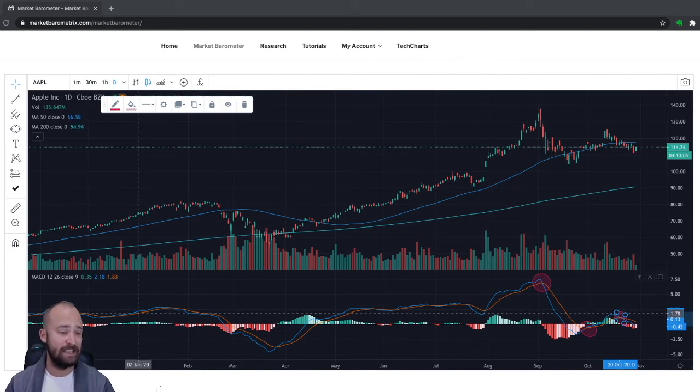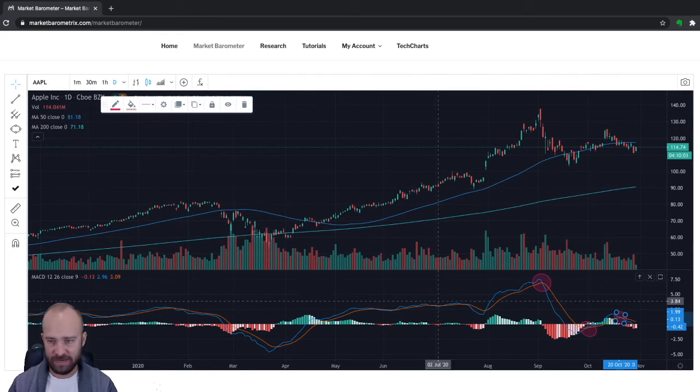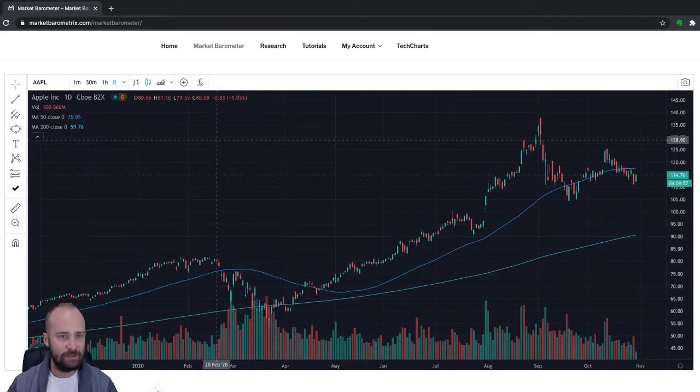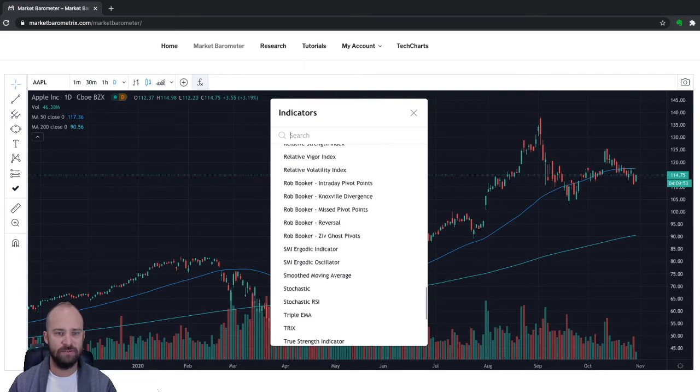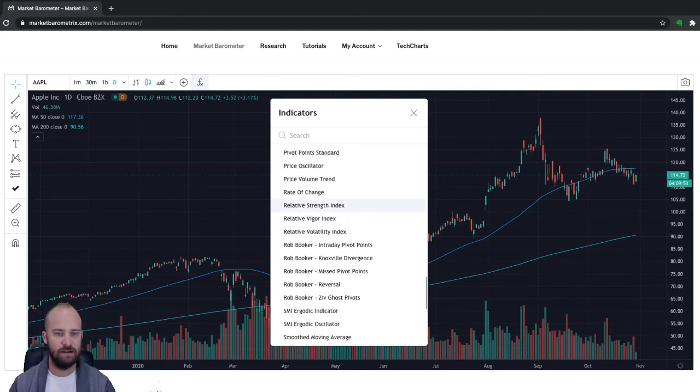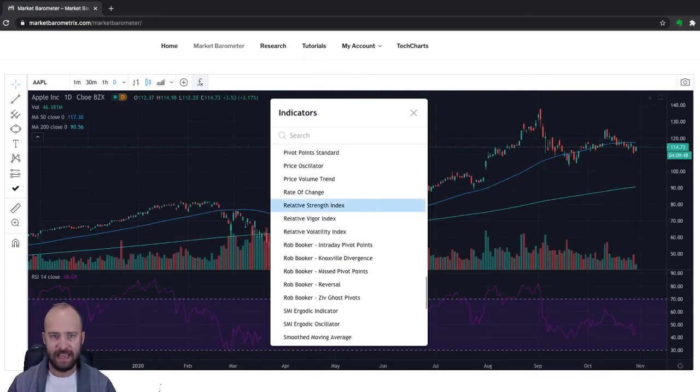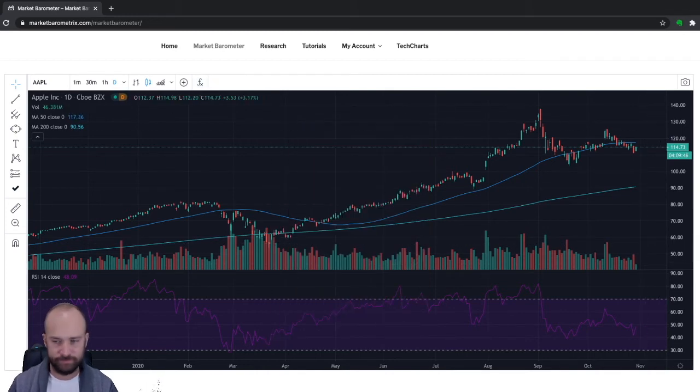Next, let's take a look at the RSI. So I'm going to just get rid of the MACD here by clicking the X in the upper right of the MACD pane. Come back up to our indicators button. We're going to scroll down to relative strength index. There we are. And we get the RSI added to the bottom of our chart.